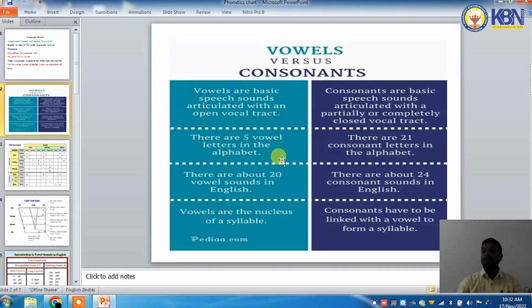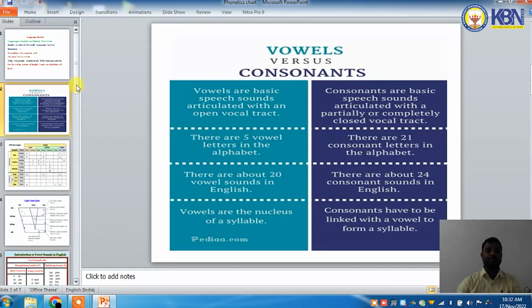Then there are 5 vowel letters in the alphabet. There are 21 consonant letters in the alphabet. I am talking about the alphabet, in the sense of 26 letters. Now, there are about 20 vowel sounds in English. These 5 vowels can be understood in 20 forms. This is the letter or alphabet, whereas this is the phonemic level sound. There are about 24 consonant sounds in English. Finally, vowels are the nucleus of a syllable. Consonants have to be linked to the vowel to form a syllable.